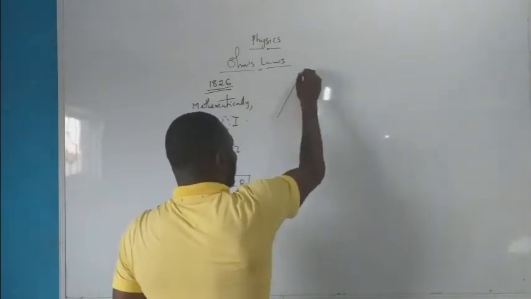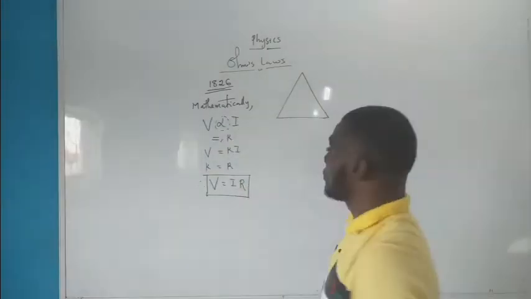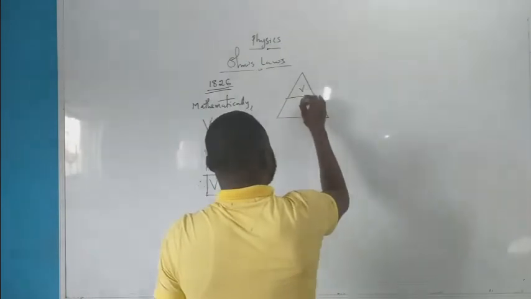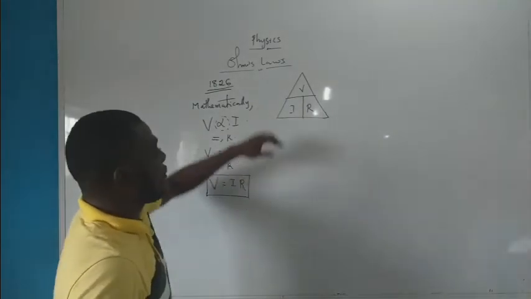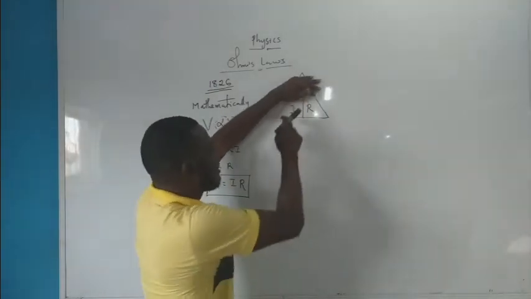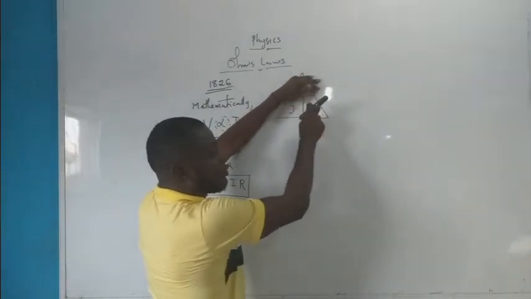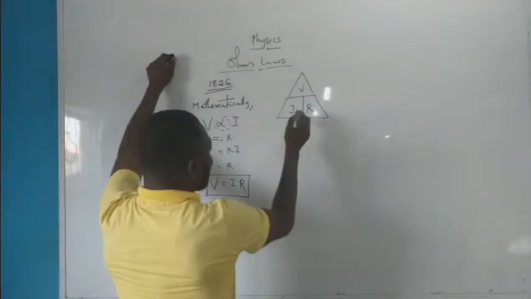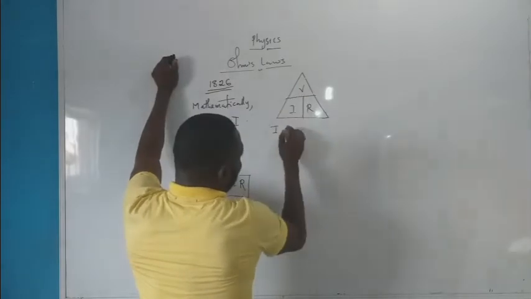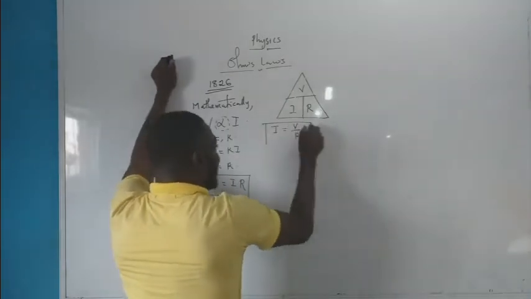Let's quickly look at the relationship between the three variables: V, I, and R. If you want to get V, cover V, and it means current times R will give you V. If you want to get current, cover I, and we are left with V over R. So that's the formula for finding current.